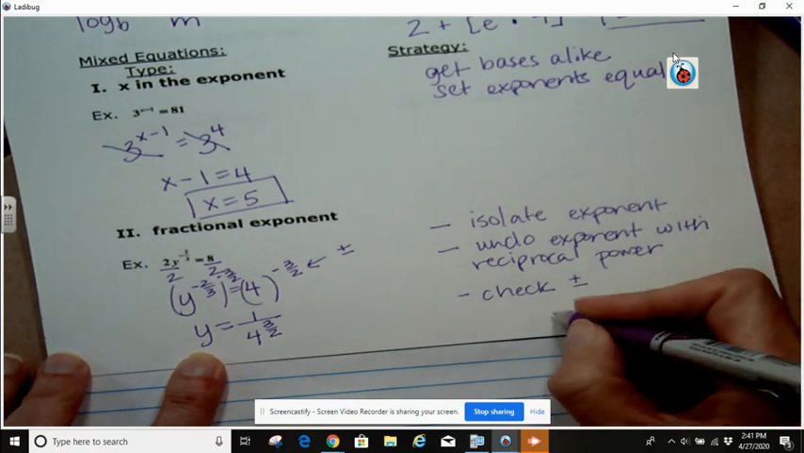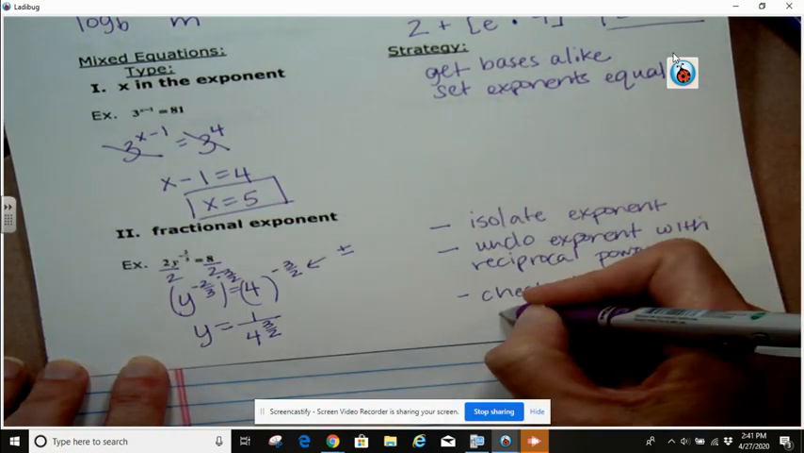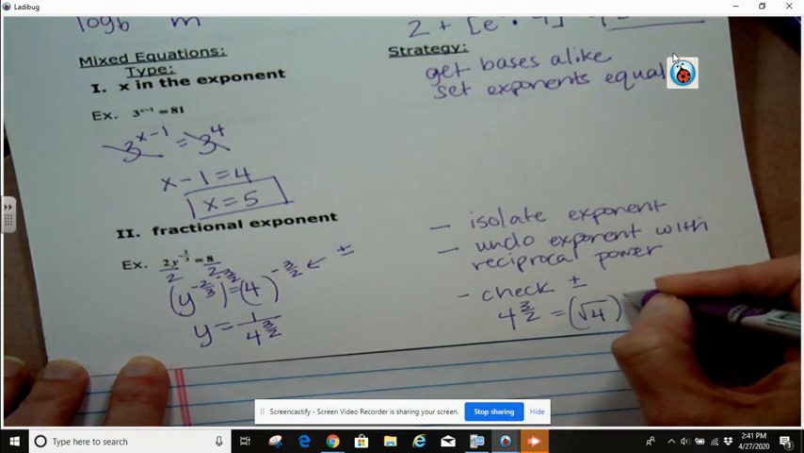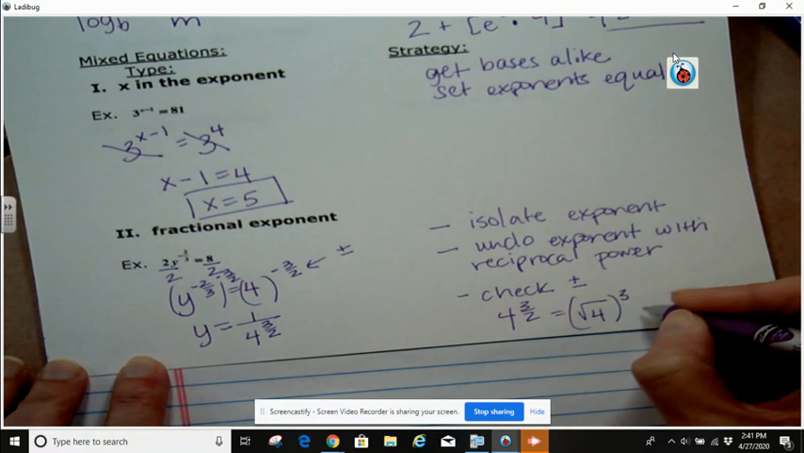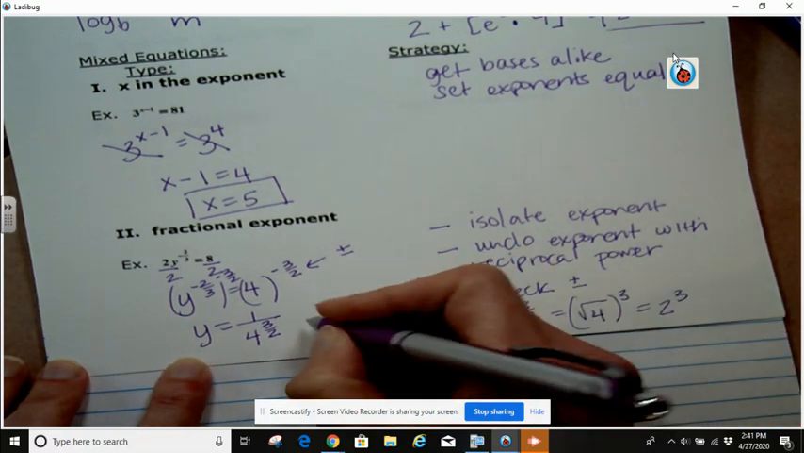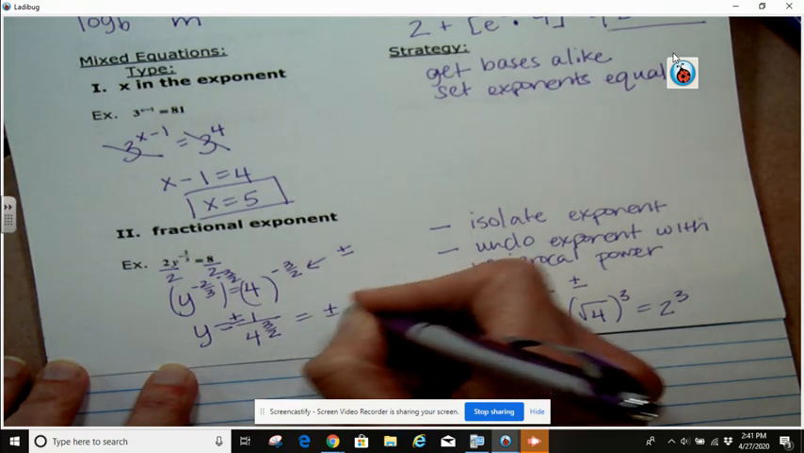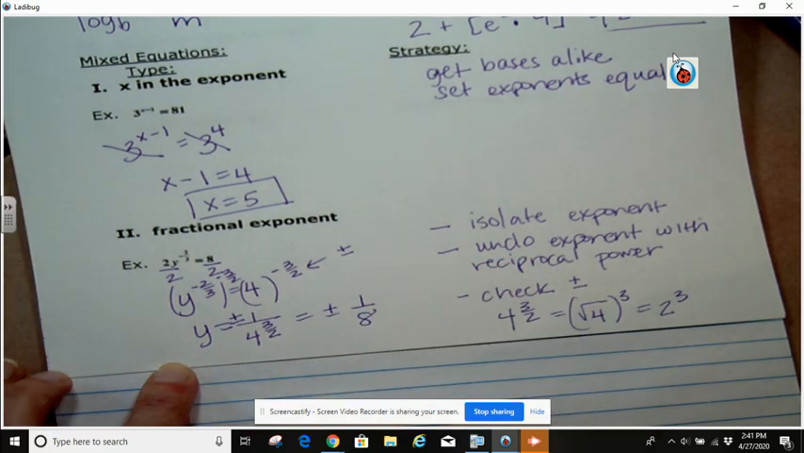And 4 to the 3/2 power is the square root of 4 to the 3rd power, which is 2 to the 3rd power. So my answer is 1 over 8, and again, plus or minus.